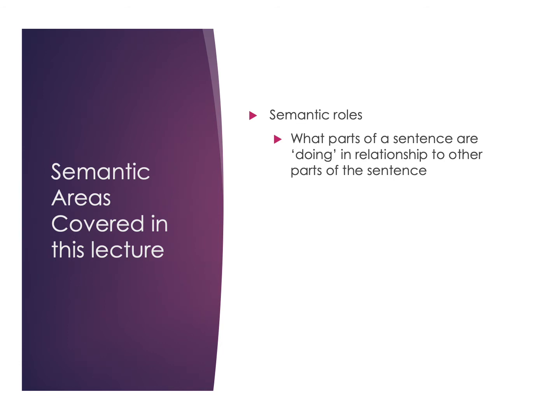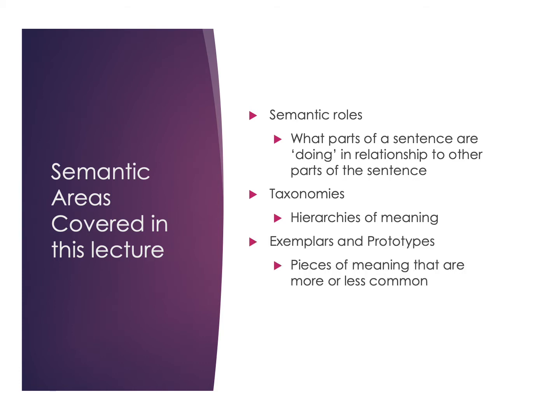And so when we were looking at word classes and talking about how we can't use semantic evidence to put something into a word class, this is where we're going to get into that kind of evidence, that kind of relationship of what something's doing in a sentence, as opposed to the structural evidence we were using for word classes. And then we'll also look a little bit at taxonomy, so different hierarchies of meaning and how things sort of fit into each other. And then also some exemplars and prototypes, so how common or more common or less common something is in a sort of set of meanings, possible meanings.